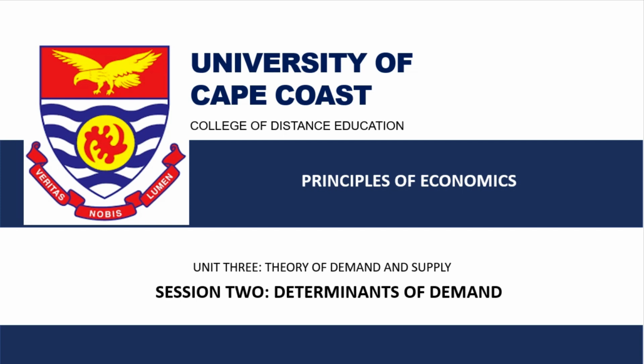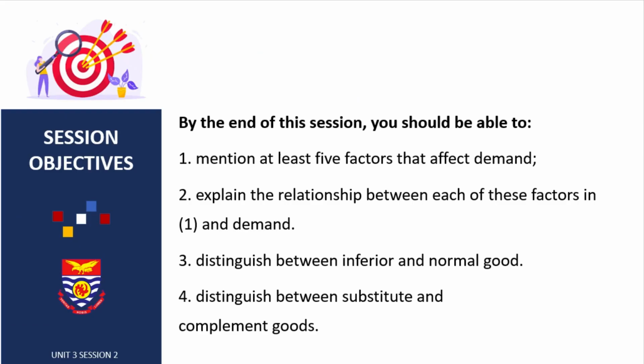By the end of the session, you should be able to mention at least 5 factors that affect demand. You should be able to explain the relationship between each of these factors, and you should be able to distinguish between inferior and normal goods, and between substitute and complement goods. Alright, so let's get started.